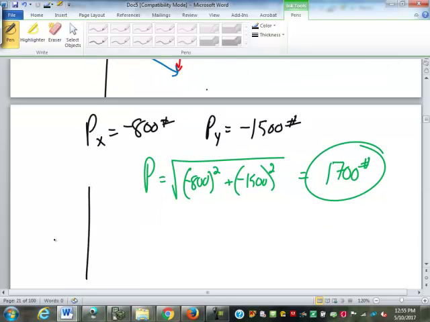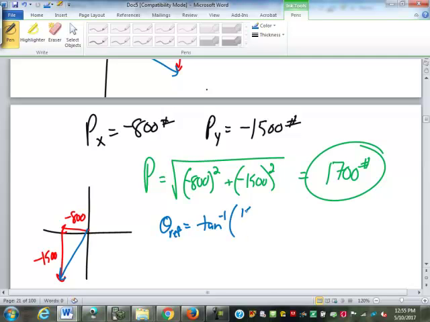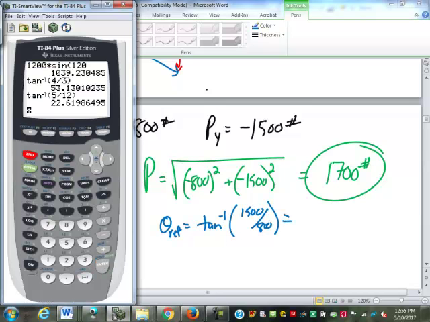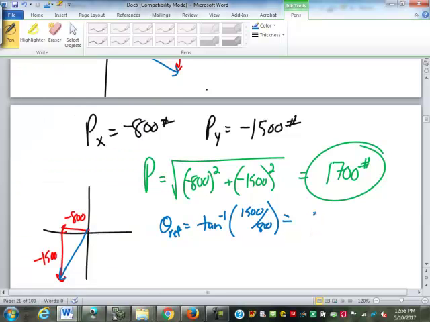But looking at our picture, negative 800 for Px, negative 1,500 for Py. So there's where that 1,700 pounds goes. We do an inverse tangent here for theta ref of 1,500 over 800. That's 61.93, right here, 61.93 degrees.